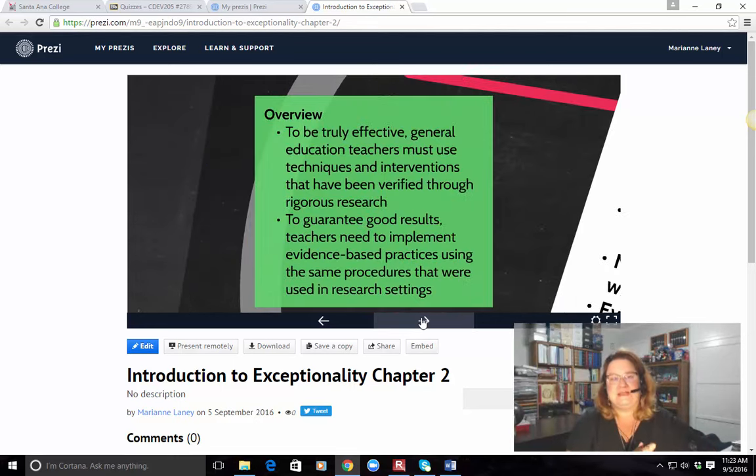Next is evidence-based practices. Now, evidence-based practices is a fancy word for proof. We have to prove that the things that we're doing are working, or otherwise we're not going to do it. So think of it as like the medical model.